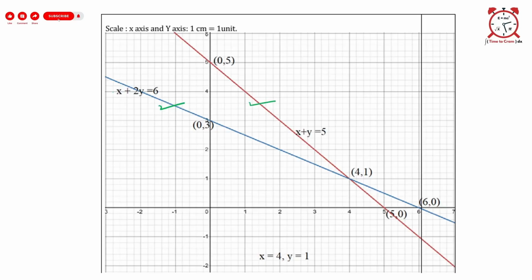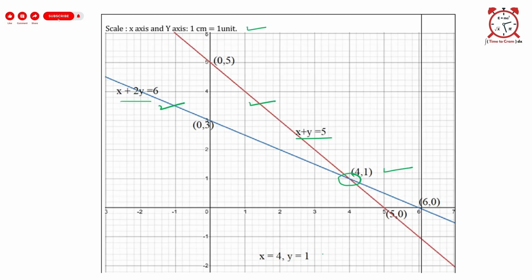You have to write carefully the equation on the line. Look, the equation is also written on the line, and the scale is also taken as 1 centimeter equal to 1 unit on both axes. Both lines intersect here, so we have to find these coordinates. This y-intercept is 1 and this x-intercept is 4. So the solution is 4, 1 for both linear equations.